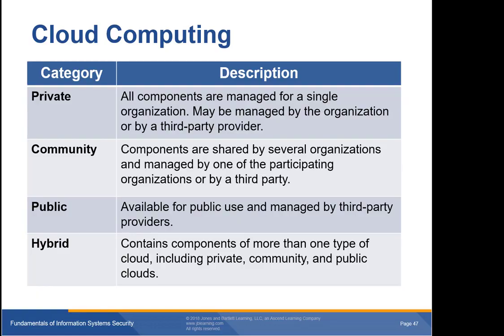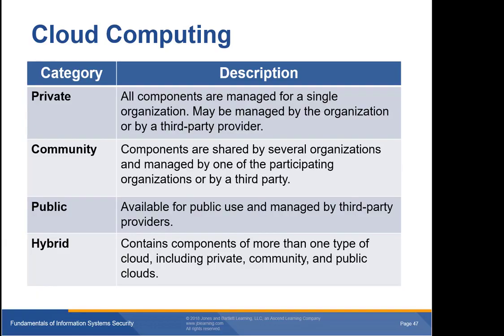Next is the community cloud. This type of infrastructure provides services for several organizations. The different organizations share the cloud environment and use it for their specific needs. The infrastructure can be managed by one of the participating organizations or by a third party. Third is the public cloud. This type of cloud infrastructure is available to unrelated organizations or individuals. Public clouds are generally available for public use and are managed by the third-party provider.